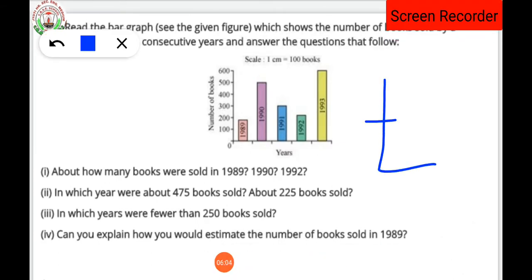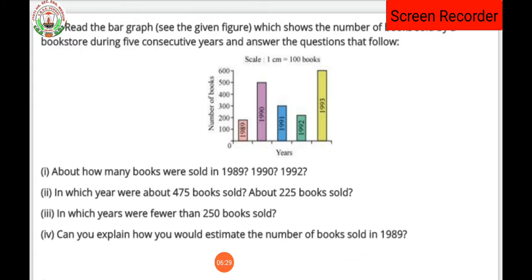Suppose this is 200, here 100 and this is 0. Here it will be 200. That means between 200 and 100, which number will come? 150 will come, but you can see the graph is more than 150 but less than 200. That is only what is asked in the question here. Clear? You have to estimate that.